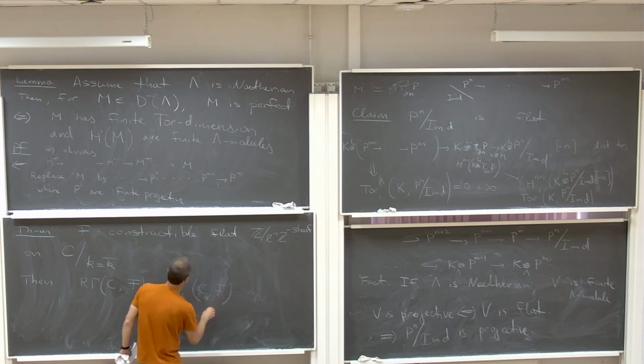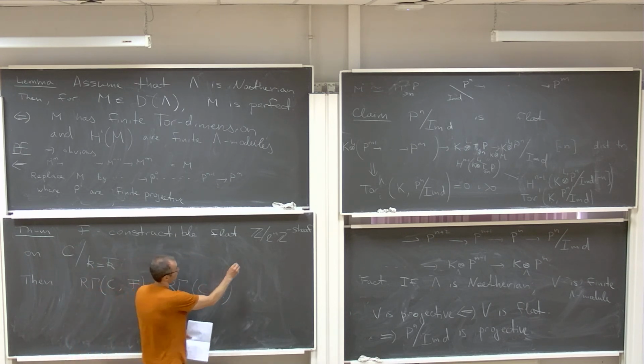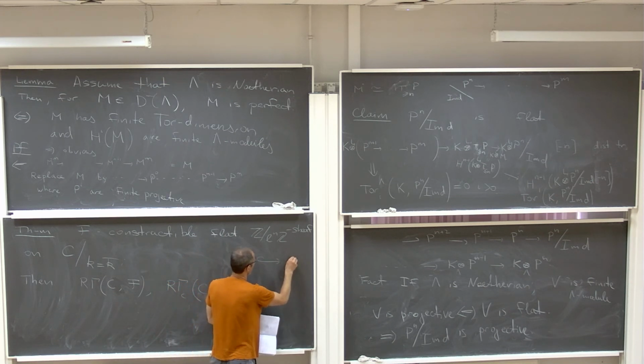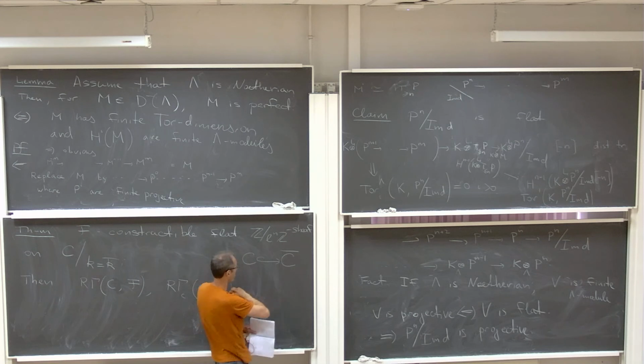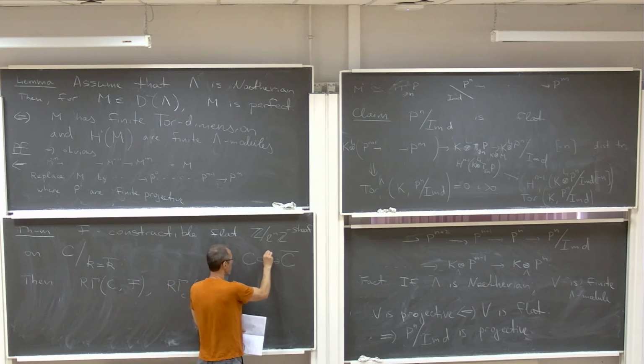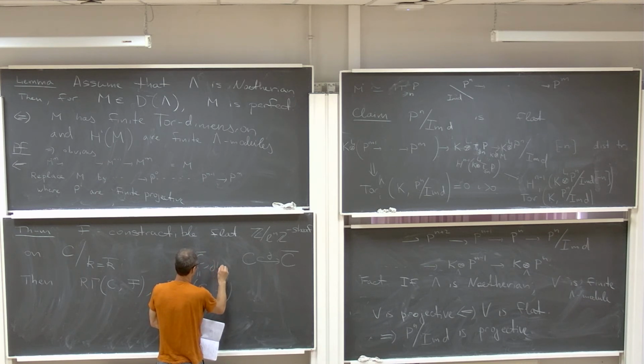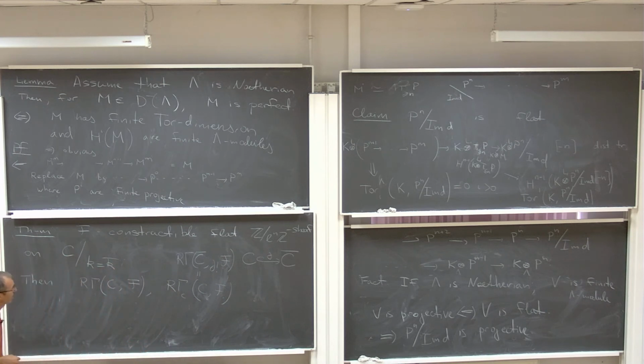And I recall what this is. You take your curve C, you embed it into a projective curve, you call it J, and this is defined to be R gamma of C bar J or chic of F. So these guys are perfect.